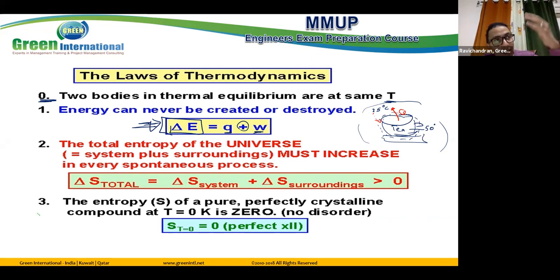The temperature from around 25 going into the cup of tea at 50, this can't happen. How do we define this by equation? This is the equation we can use.